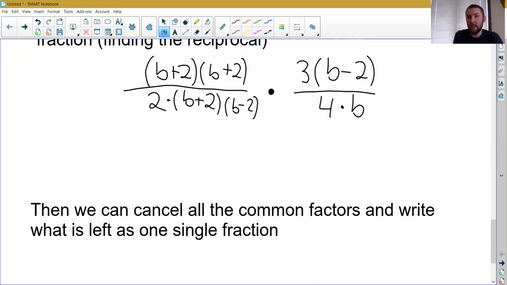I'm going to take any piece that I see being multiplied, not added. Just so we're clear, I do not get to cancel this plus 2 with this 2 right here. Can't do that because this one's added on to a b. If it's added on to anything, you can't cancel it. But when it's just multiplied, particularly in parentheses, you can always cancel those things. So the things that I notice here that can be canceled, I see a b plus 2 and a b plus 2. I see a b minus 2 and a b minus 2. I think those are the only two things that can be canceled out.